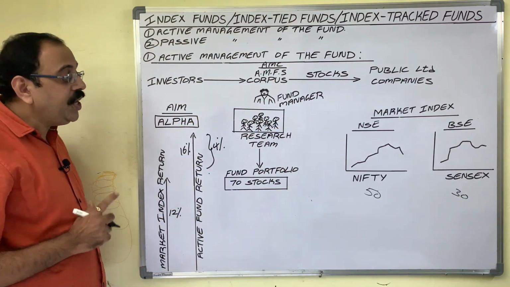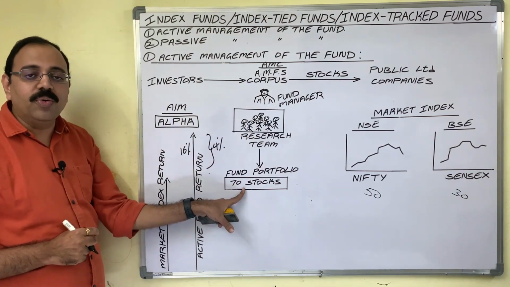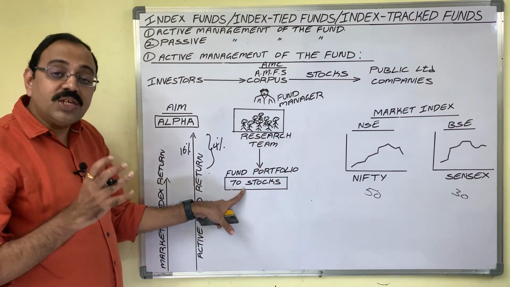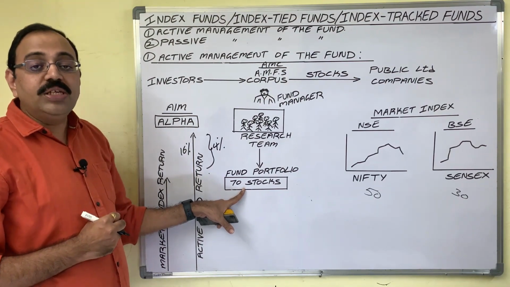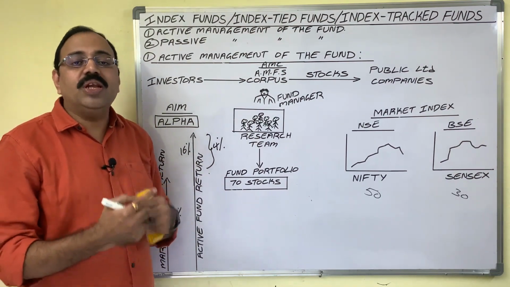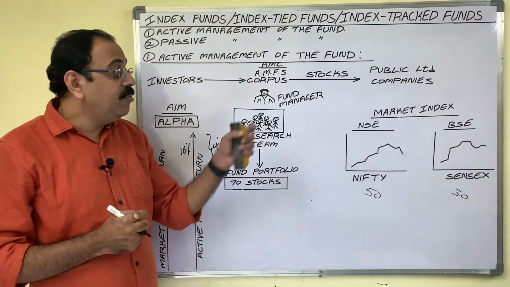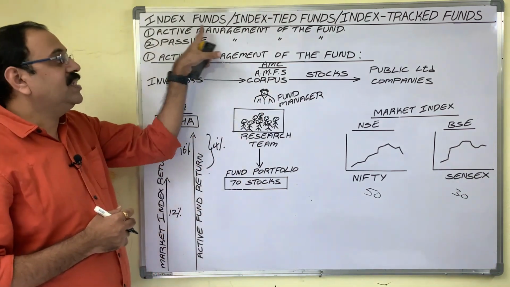For that, he continuously monitors this fund portfolio. He decides which stocks are to be purchased, which stocks are to be held, which stocks are to be sold, and when. Thus, continuously, actively, he manages the fund. So, this is all about the first strategy.